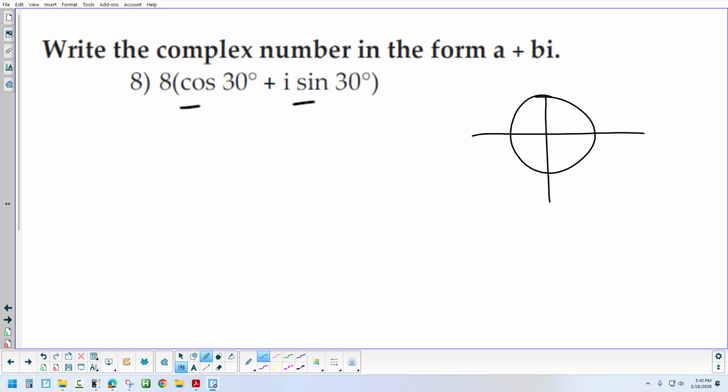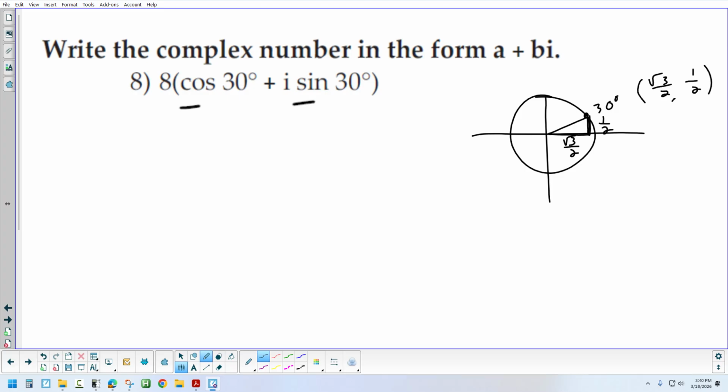So got our unit circle, 30 degrees, got our triangle. In a 30, 60, 90, how long is the long side? Root 3 over 2. That's always root 3 over 2. And how about the short side? 1/2. That's always a half. So that means the coordinate for 30 degrees is root 3 over 2, 1/2.